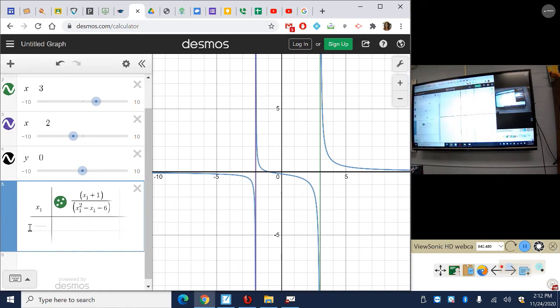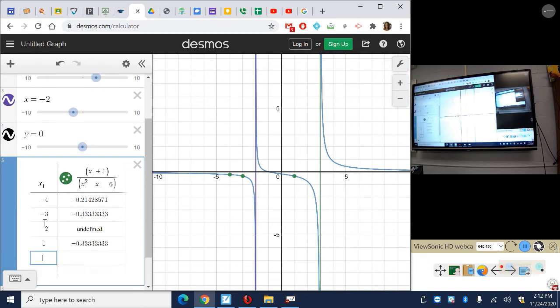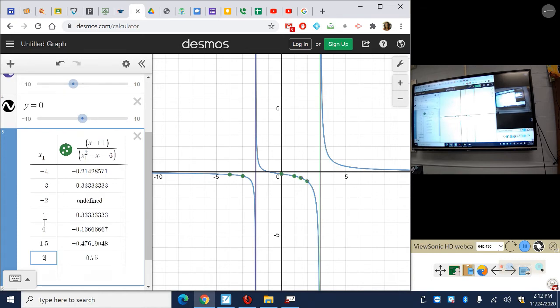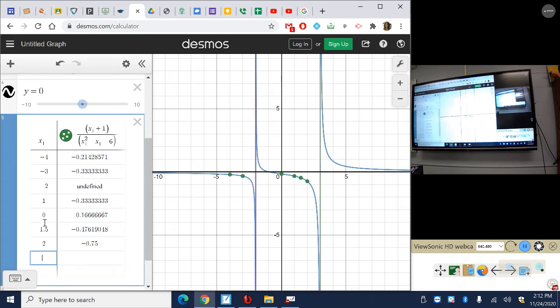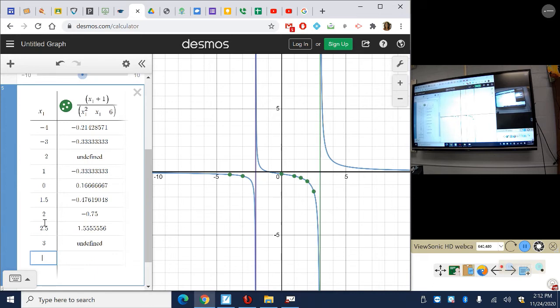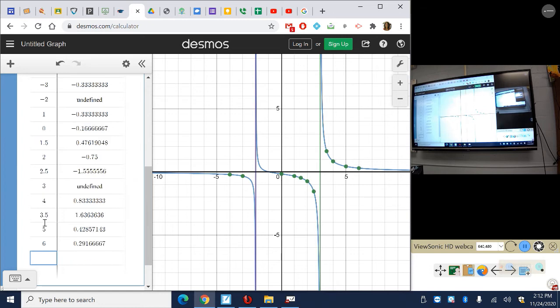So I want some values that are smaller than negative 2. So I want negative 4, negative 3, and negative 2 is undefined. Now we're going to go 1, 0, 1.5. 2 we already know is going to be 0.5, 3, or how about 2.5? 3 is undefined. Now we're going to go above 3. So let's do 4, let's do 3.5 and 5. And then you can literally pick any of the values that you think would be easy for you to graph.